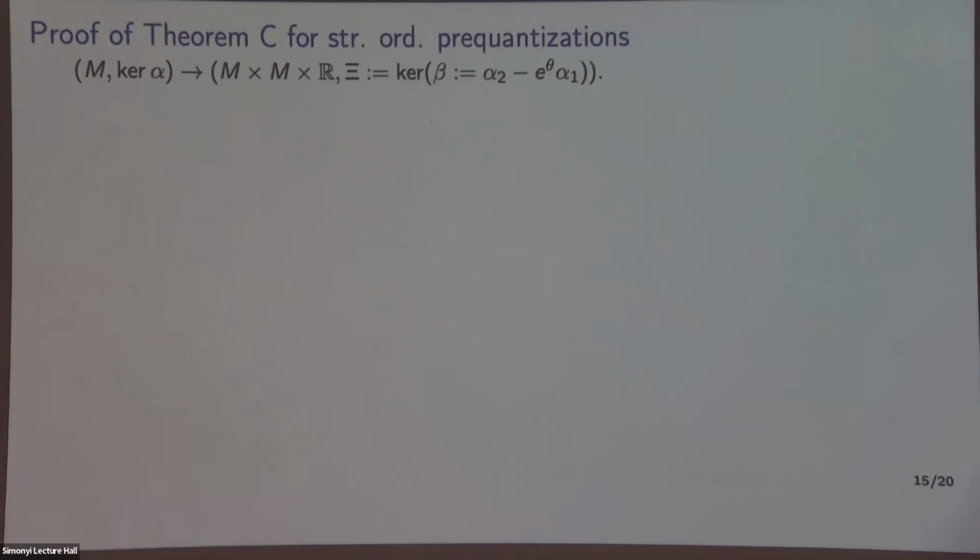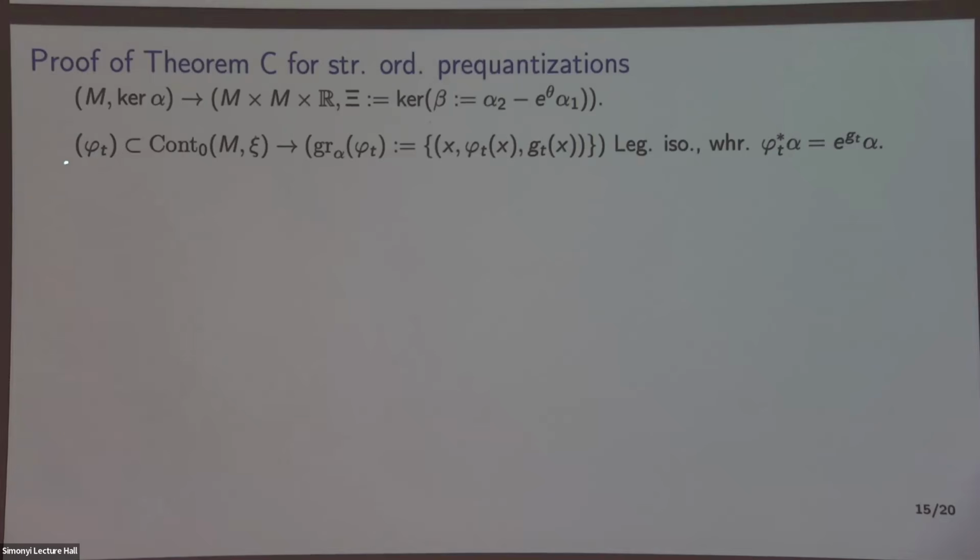If you don't have any question, maybe I move to the idea of the construction of this map for strongly orderable prequantization. Here the construction will be completely different a priori. You start with a contact manifold, and you can associate to it a bigger contact manifold, M times N times R, with the kernel of this one form, alpha 2 minus exponential theta alpha 1, where alpha 2 is just alpha on the second coordinate and alpha 1 alpha on the first coordinate.